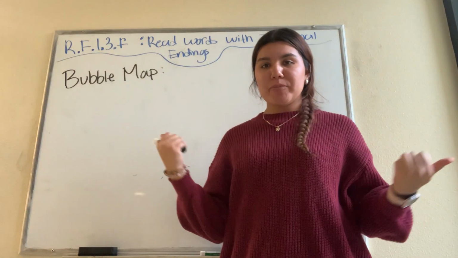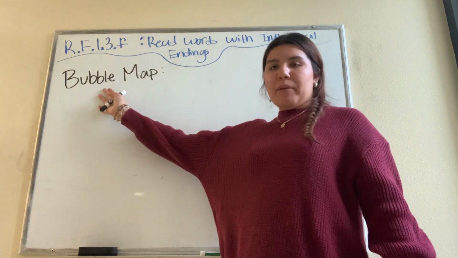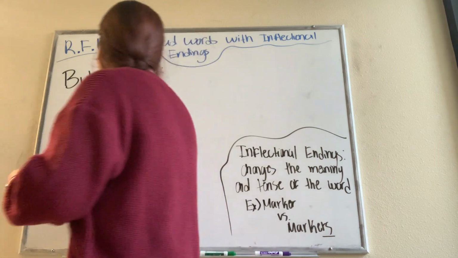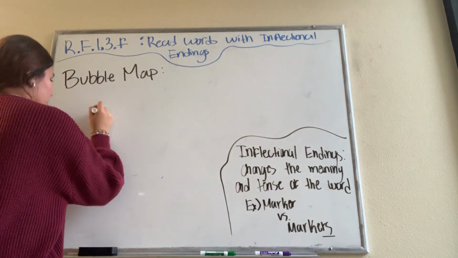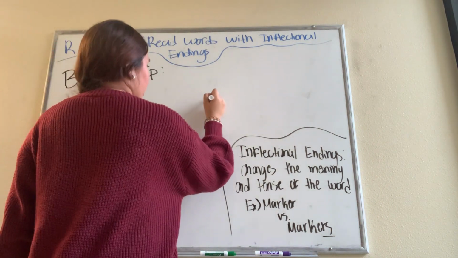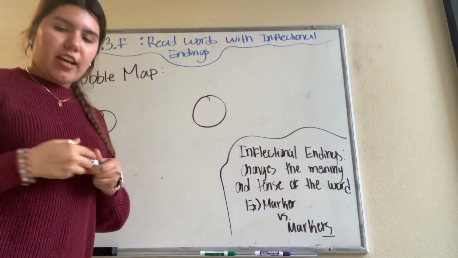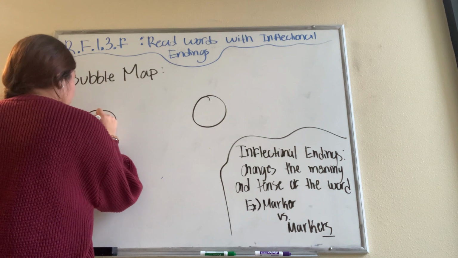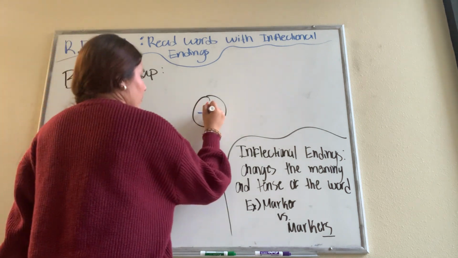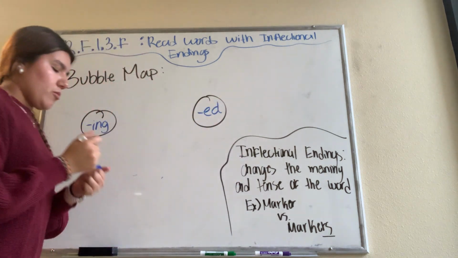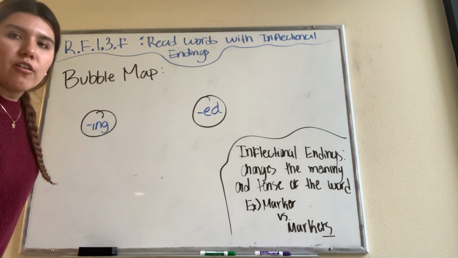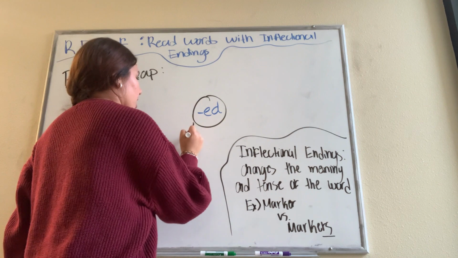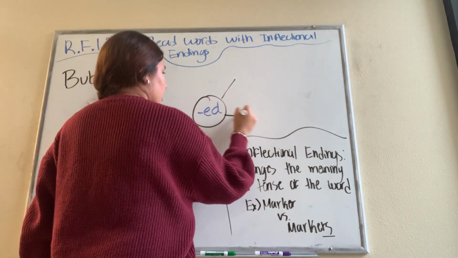Okay, so we're going to be going over a bubble map. I don't know if you guys are familiar with the bubble map, but we're going to be discussing ING and ED. So we are going to go over 4 different words that we can add inflectional endings.